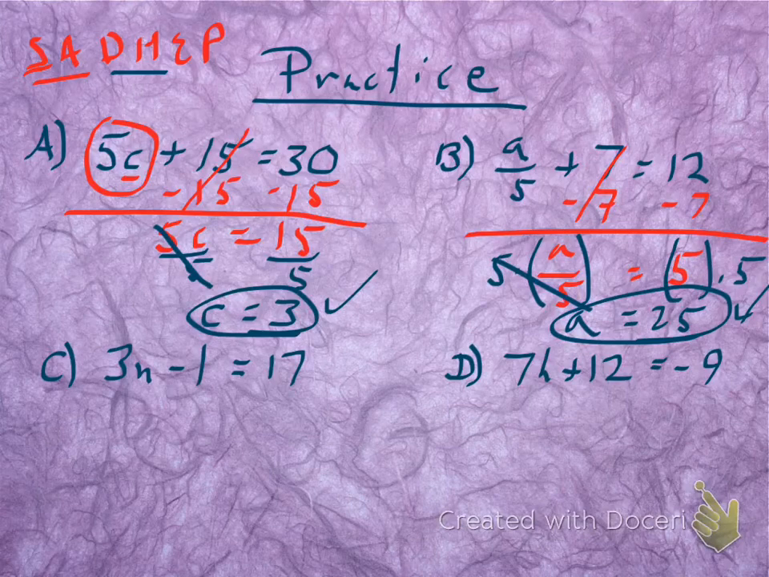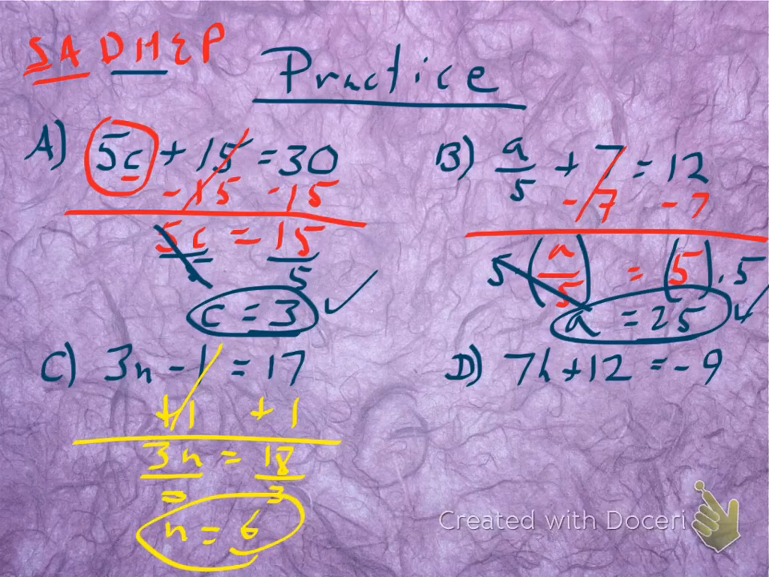All right, everybody, welcome back. All right, let's take a look at what you should have gotten here. What you should have done on C is you should have added 1 to both sides. Why add 1? Because SADMAP tells me to get rid of the subtraction first. If I do that, I get 3n is equal to 18. Now divide both sides by 3 to get rid of the times 3, and you'll get n equals 6. If you plug that back in, 3 times 6 does equal 18, minus 1 is 17. It should work. So you should have got n equals 6 for letter C.